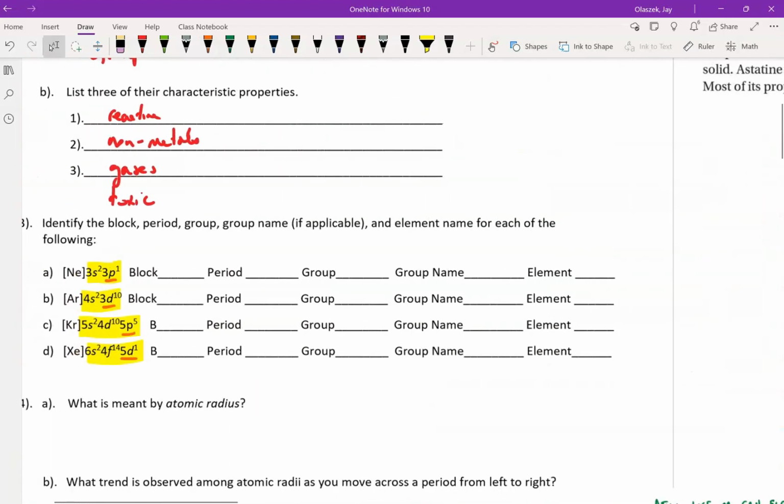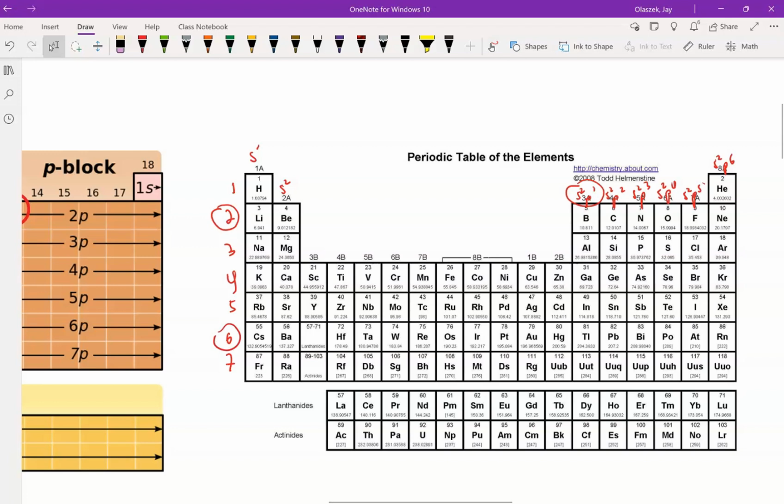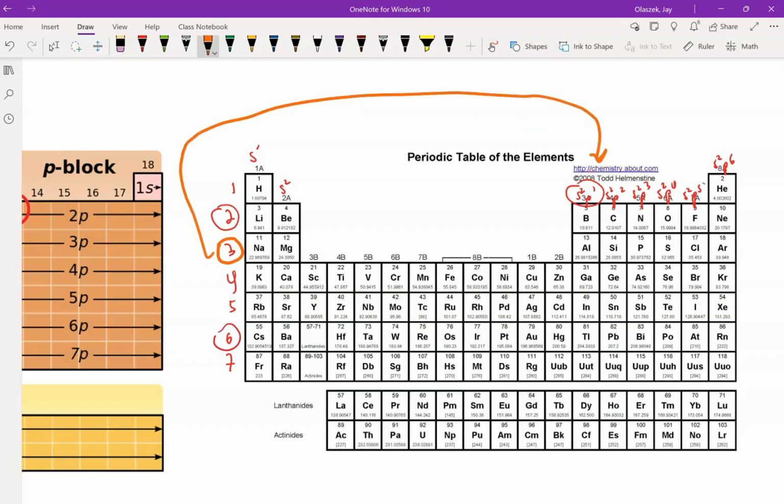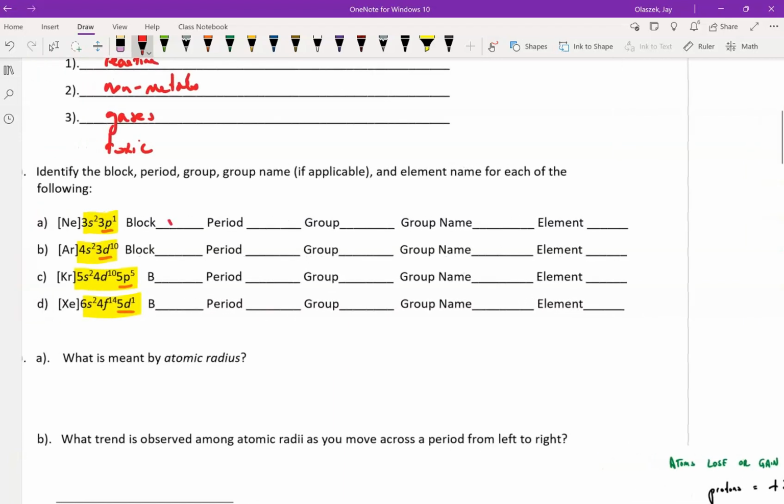So here we are. We've got something that ends neon 3s2 3p1. Well, if it ends 3s2 3p1, it must be in row 3, and anything that ends p1 is going to be in this column here. So 3s2 3p1 is this guy. We'll say that's aluminum. So it's in the P block, it's in period 3, it's in group 13. There really isn't a name, and it is aluminum. And that's how we're going to do all of these.